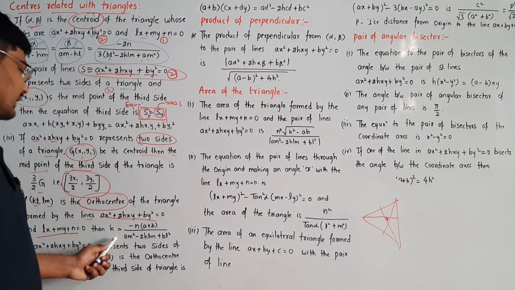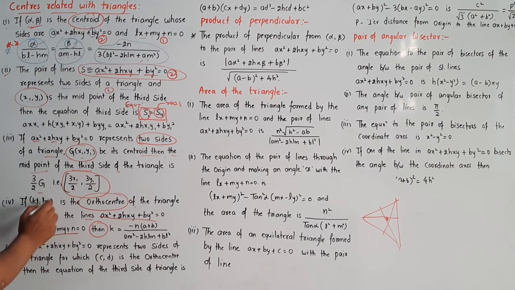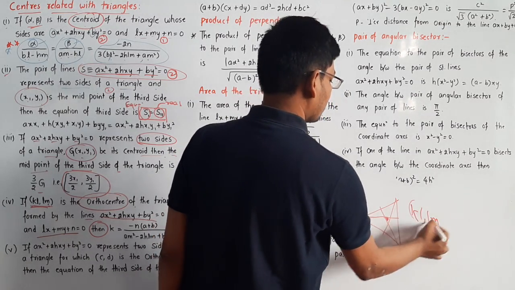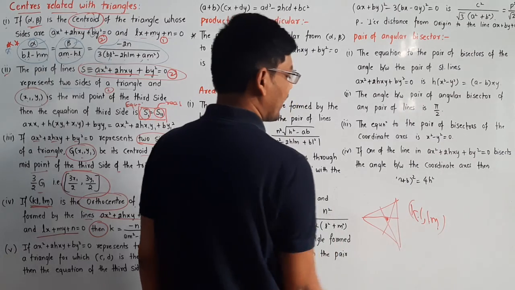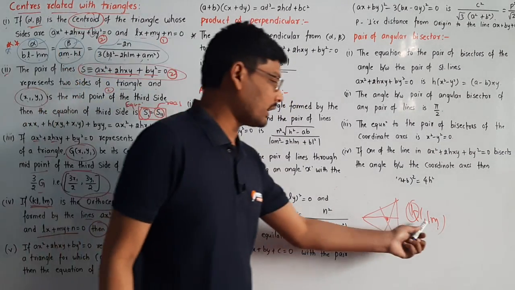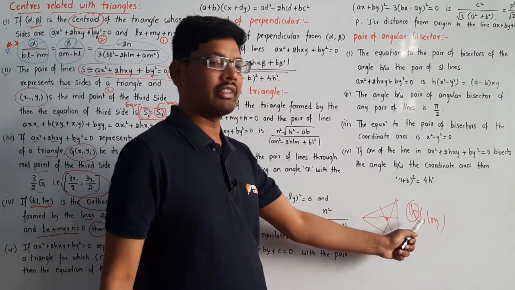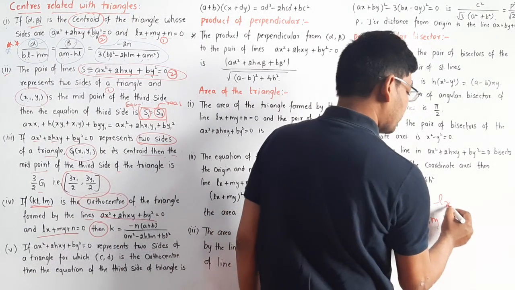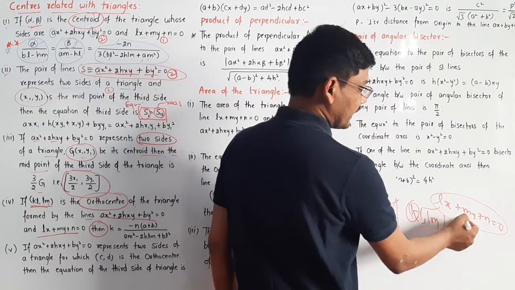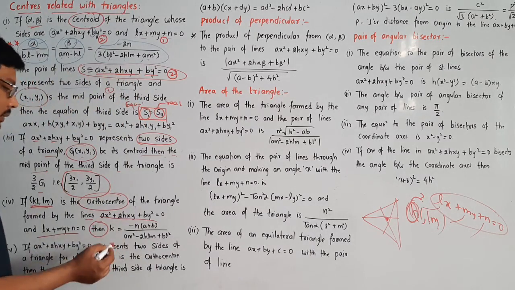Then k is equal to... if (k, l) is the orthocenter, we know the l and m values, but we don't know the k value here. l is the coefficient of x, m is the coefficient of y, n is a constant. In lx plus my plus n is equal to 0, we can get l, m, n, but we don't know the value of k. So if you want to find the k value, this is the expression.